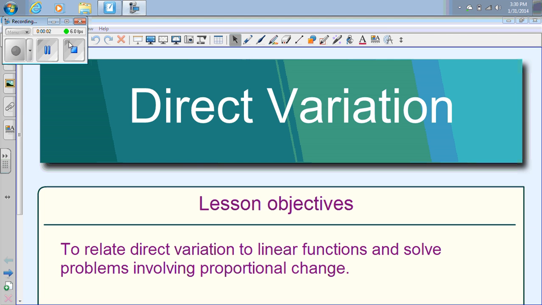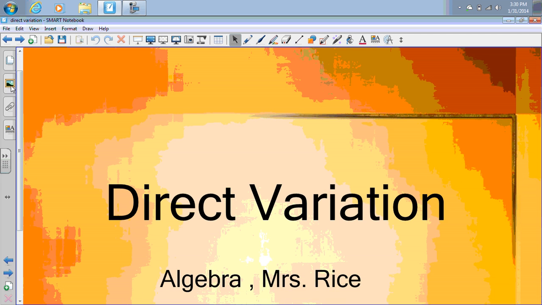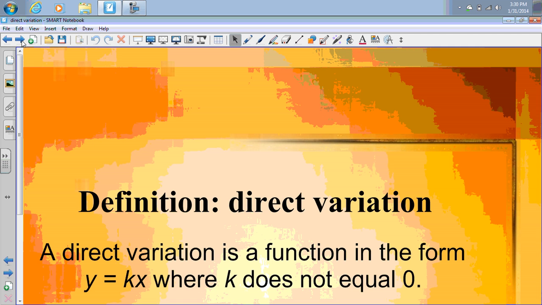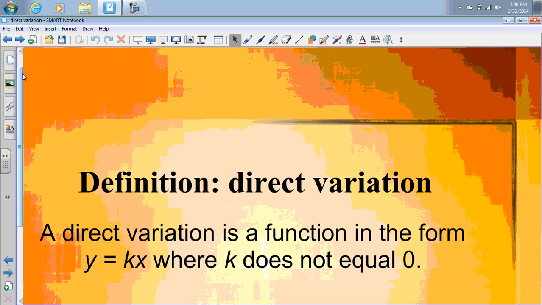Okay, this is a direct variation quick video. You might want to write the notes for this in your mini lesson section as we begin to talk about direct variations. Here's a definition for you. This is also going to be in your textbook.